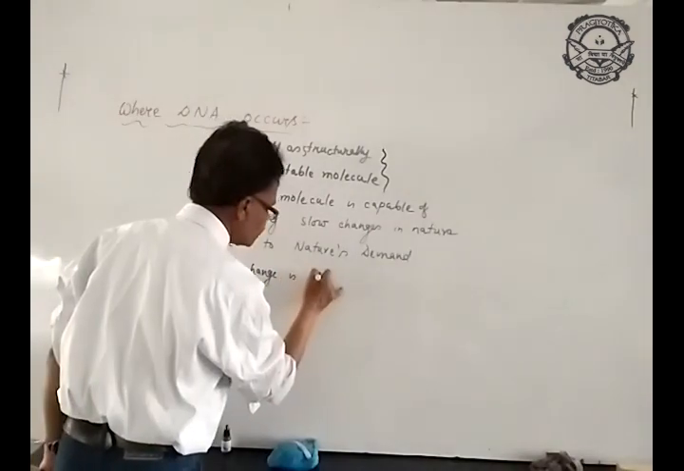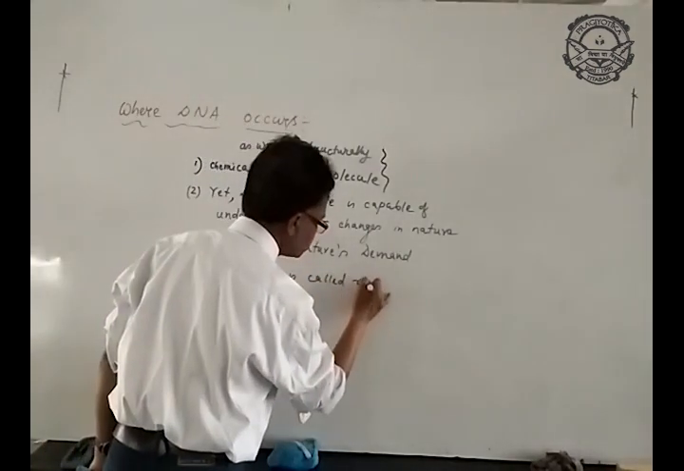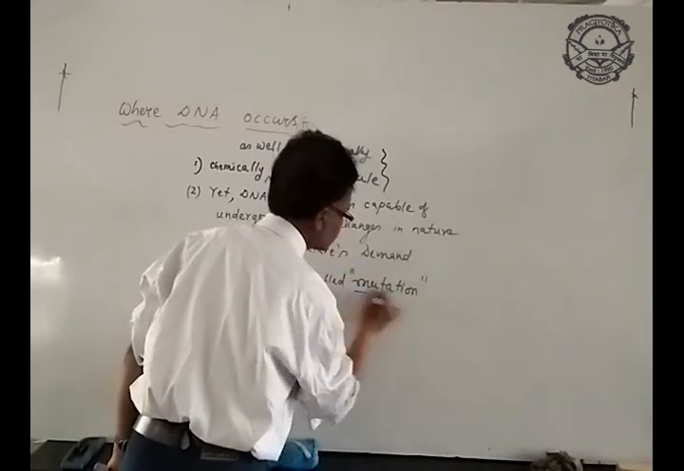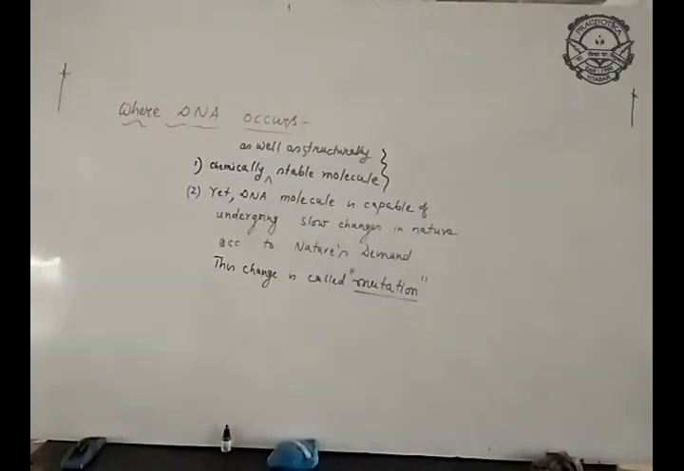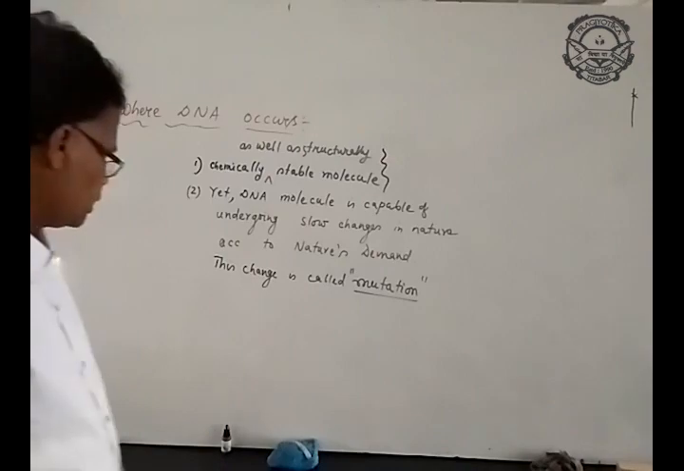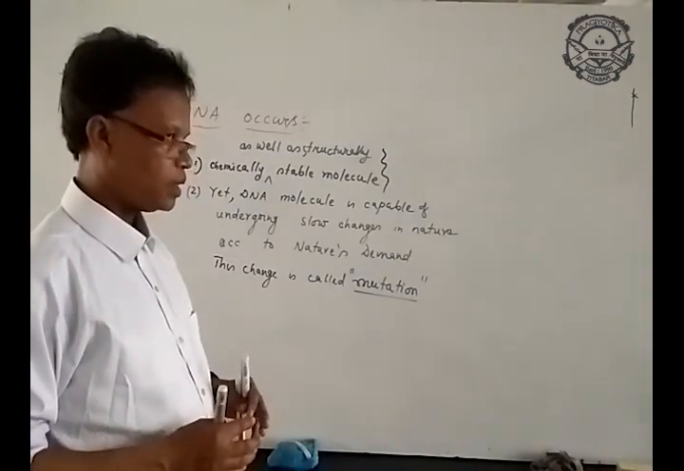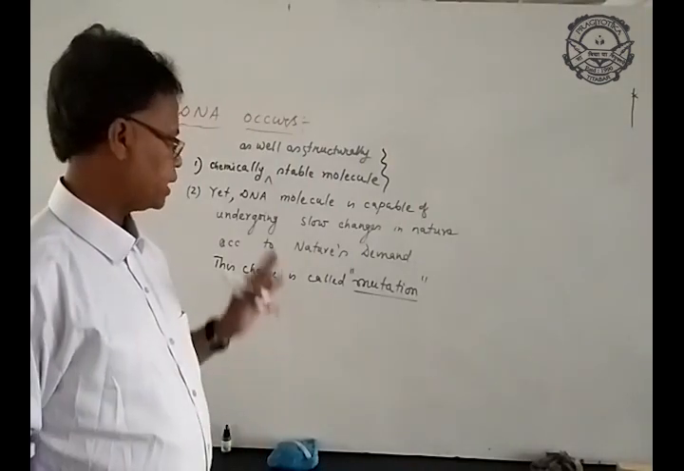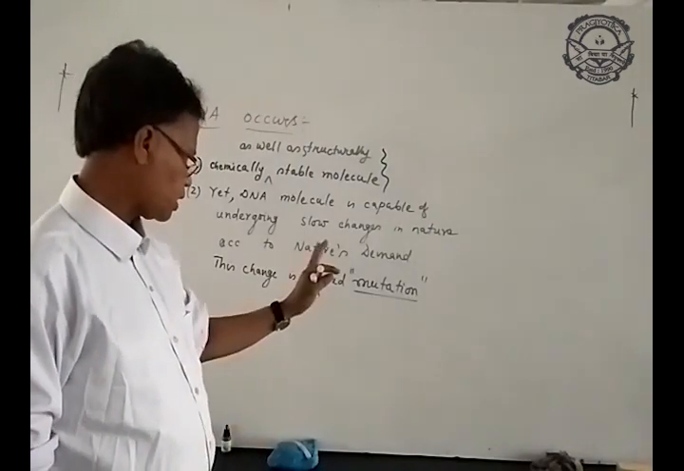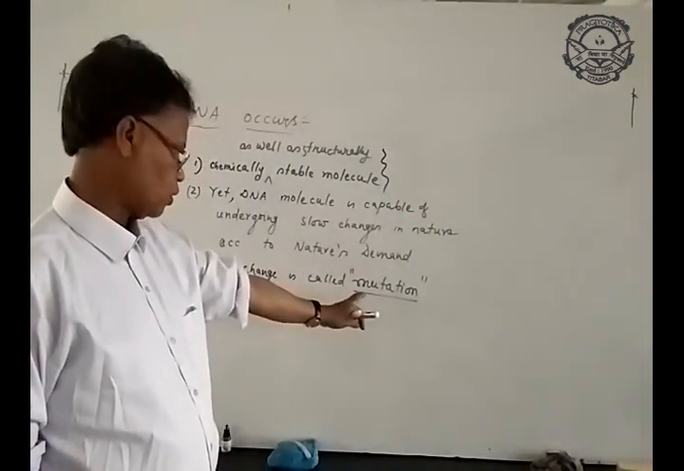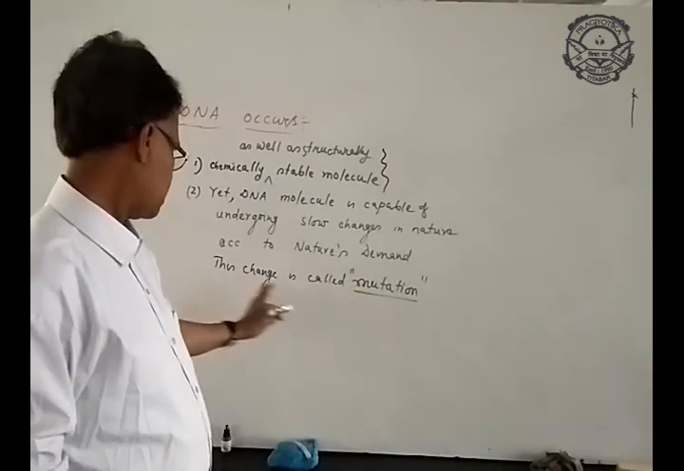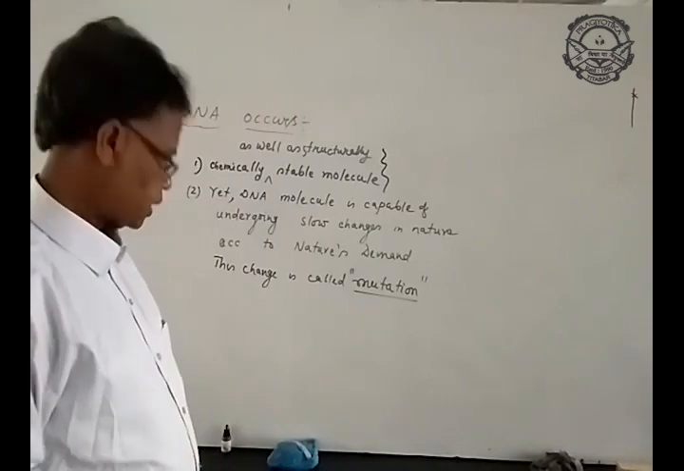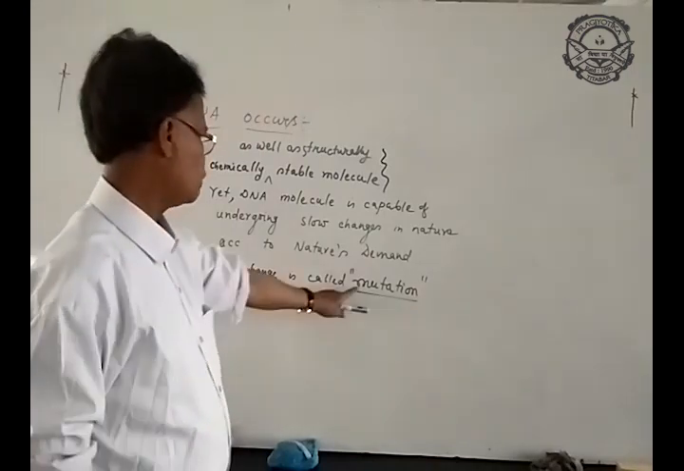This is called mutation. It is called mutation. Mutation means unexpected change, disoriented change, that can occur in the DNA molecule according to the demand of nature to help the organism mutate or change as required for survival. This is called mutation.